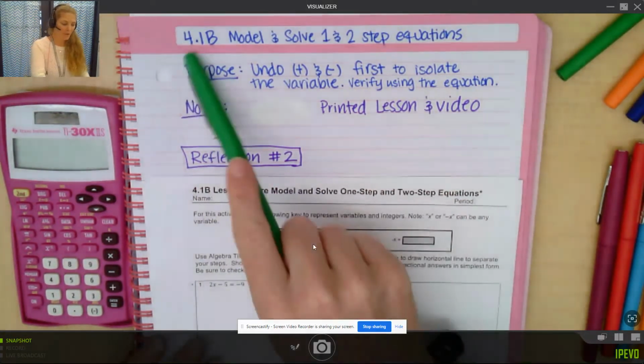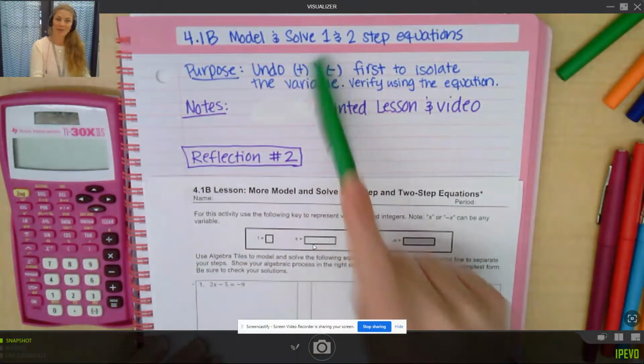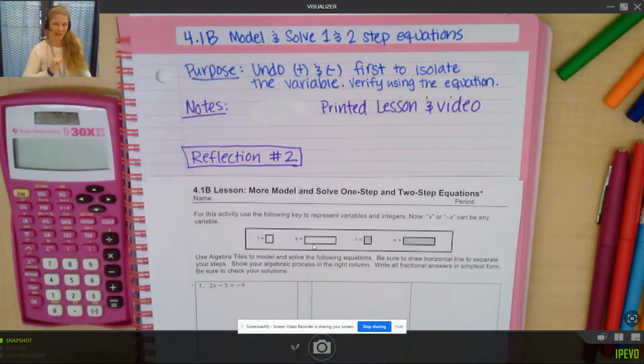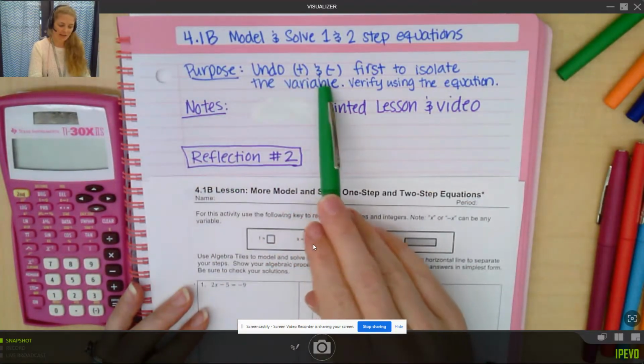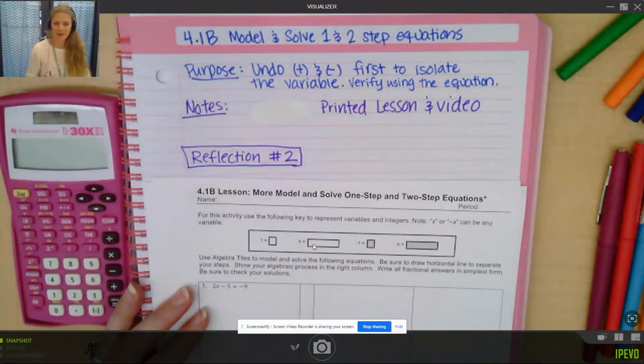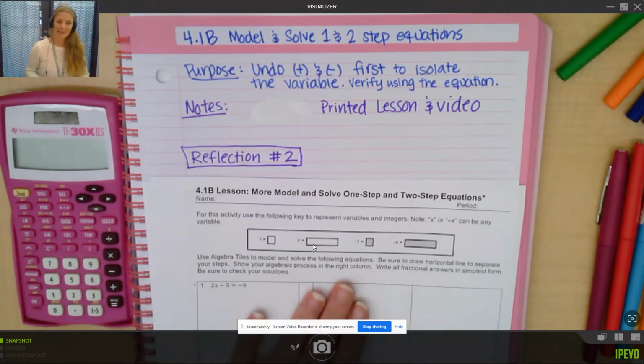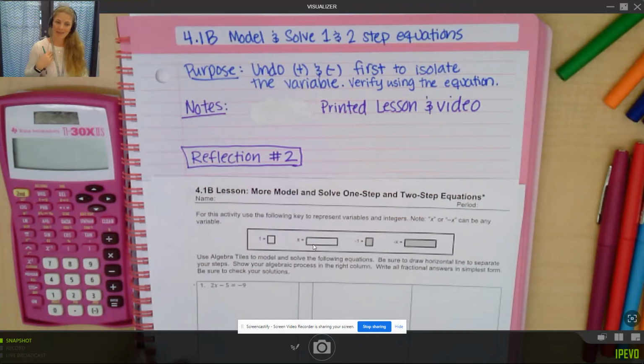We're going to be working on the 4.1b lesson, which is model and solving one and two-step equations. Your notebook purpose is to undo addition and subtraction first to isolate the variable, verify using the equation, and we're going to be doing this on the printed lesson with this video. You're going to have reflection number 2. So let's go ahead and get started.